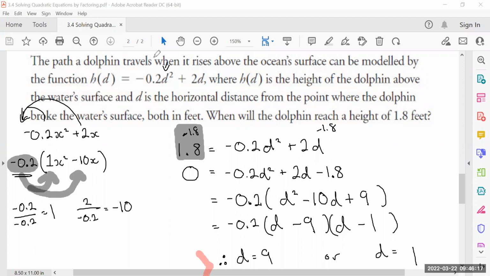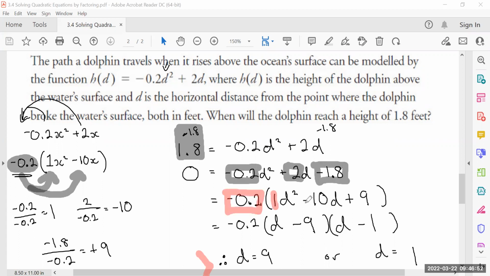The same with this one. I did this here, right? Negative 0.2 divided by negative 0.2 is a 1. 2 divided by negative 0.2 is a negative 10. And negative 1.8 divided by negative 0.2, I did it on the calculator. It happened to be a positive 9. Correct. So out of all of these, I divided a negative 0.2 out, leaving me 1, negative 10, and 9.